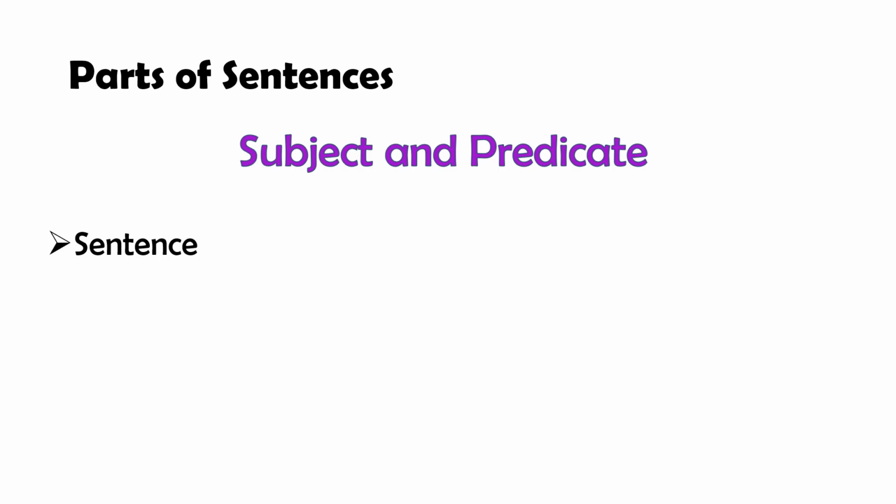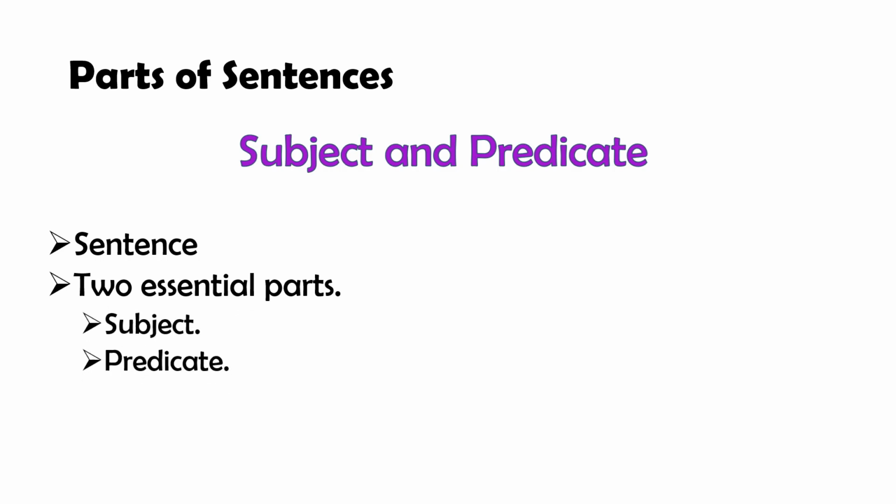A sentence is an independent, complete thought of expression made up of two essential parts called the subject and the predicate.